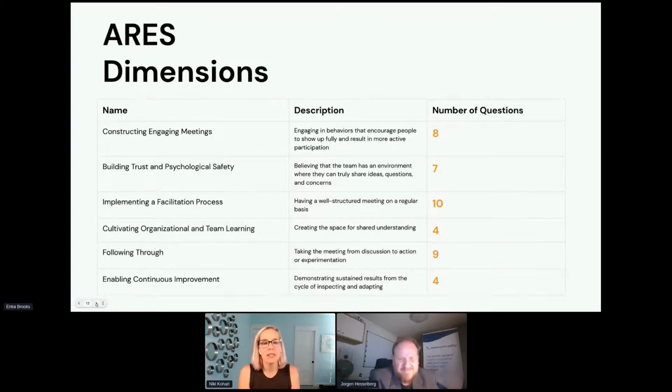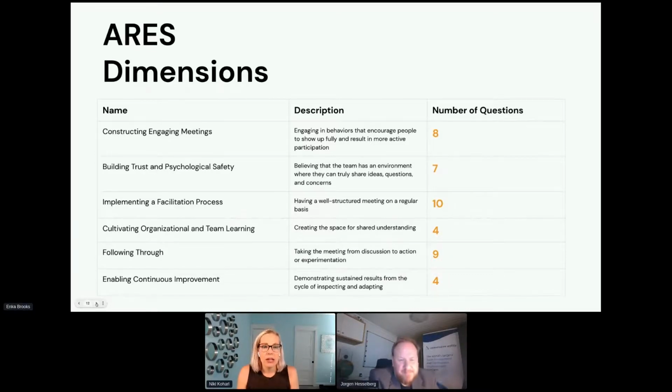So that one makes a lot of sense. Like Jorgen was mentioning earlier about psychological safety, the second dimension is building trust and psychological safety. If you don't have some behaviors that are helping to cultivate that feeling in others, then you're not going to have a particularly effective meeting. So people need to believe that the environment around the team is supporting individuals, and it's creating a space where people can really openly share their ideas, their questions, and their concerns. So that's the second dimension.